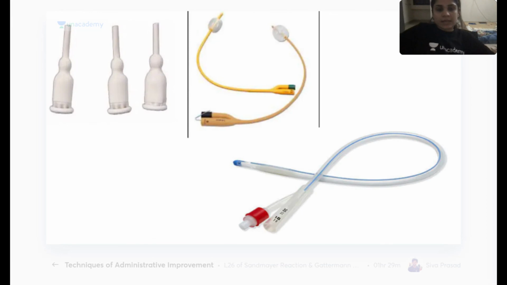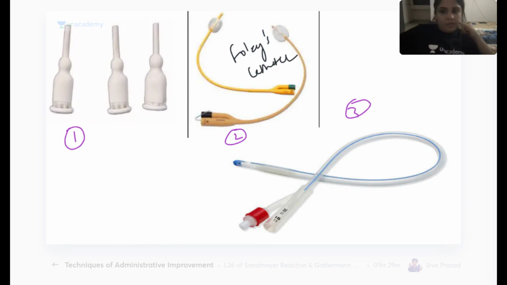Awesome. Okay, identify one, two, and three for me. They are all used for the same thing. They are all used for draining urine, absolutely correct. Which is the Foley's catheter, one, two, or three? Yes, two is your rubber Foley's catheter. What is one and what is three? Very good. Three is your silicone catheter. Silicone catheter is used when you want to keep the patient catheterized for more than 7 days. So for long-term catheterization, we prefer the silicone catheter.